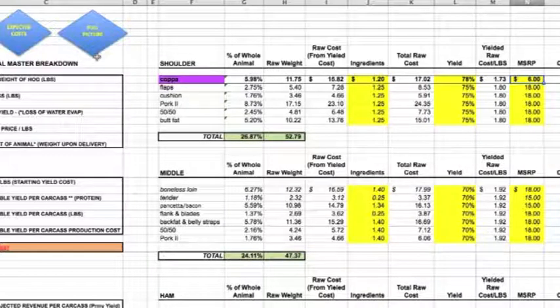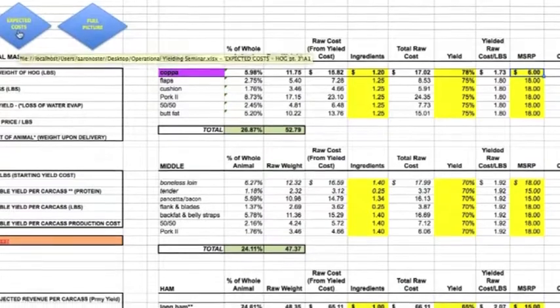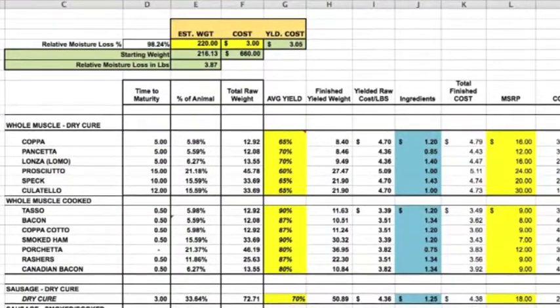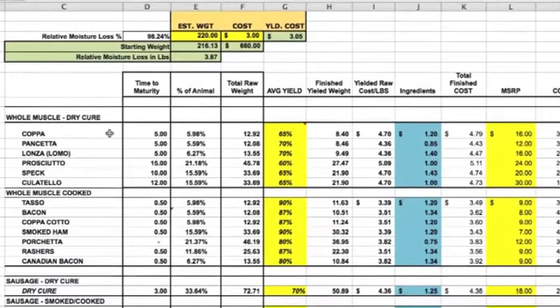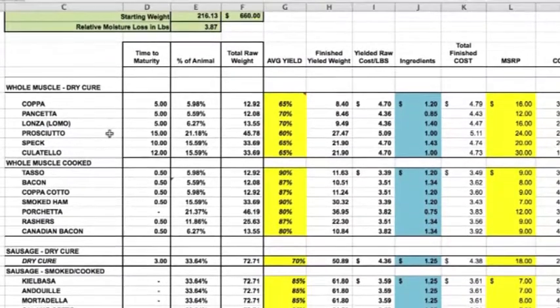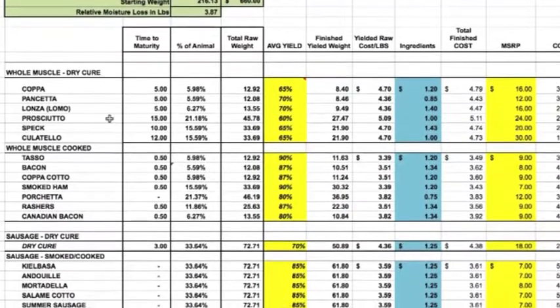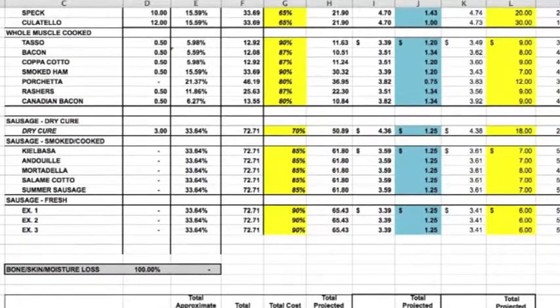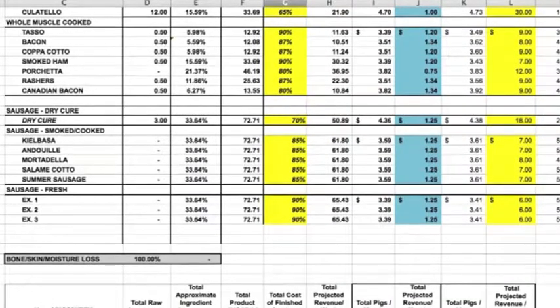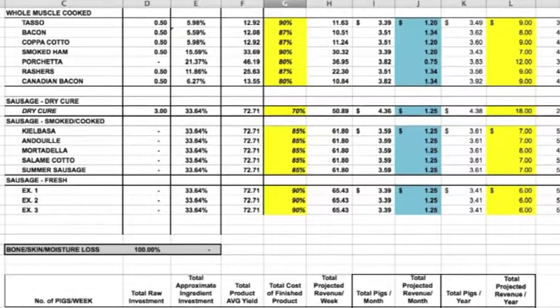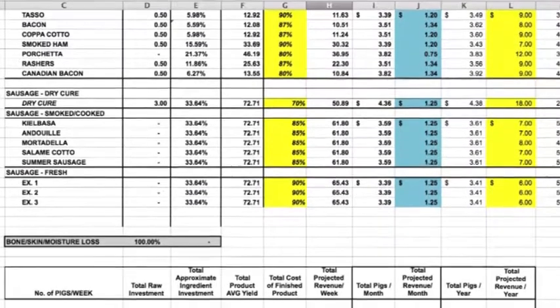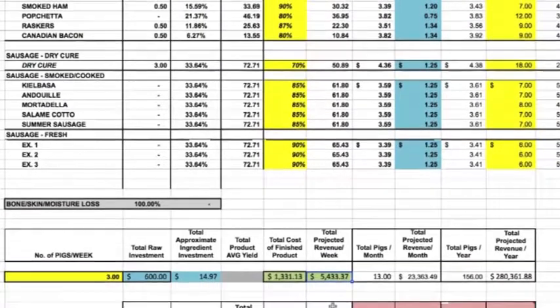And now I can take this information and I can move over here to the expected costs. And now I can see the entire picture for how my product is being used. And down at the bottom here, I'll see that I'm using three pigs a week, total investment, right, $200 per pig, $600 in investment per week, all the ingredients that are added up to produce those products, my total cost of finished product, that's a weekly price there, $1,300, and my total projected revenue per week if I sell all that product at the value that it's being sold at.